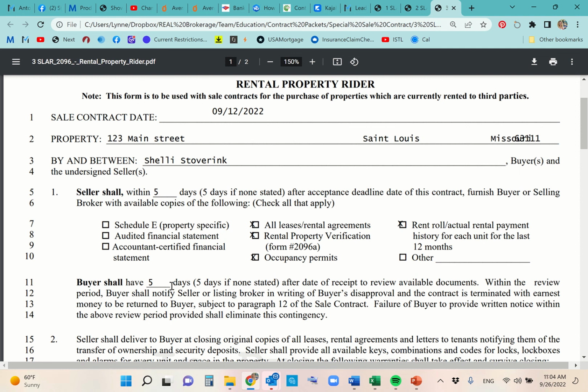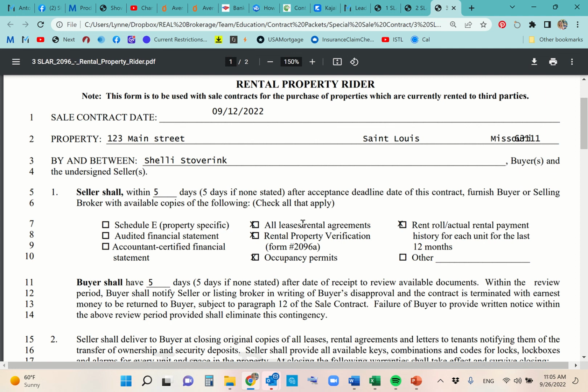And then when we go through these, Schedule E is something off of the seller's tax return from the last year, right? They may or may not provide it. Typically, I find that they won't want to provide that. That's their tax documentation. I also rarely see an audited financial statement. With bigger buildings, this may be more feasible, but with small multifamily apartment buildings, it's not very common in Missouri, nor is an accountant-certified financial statement.